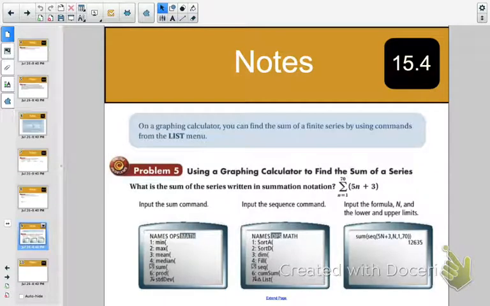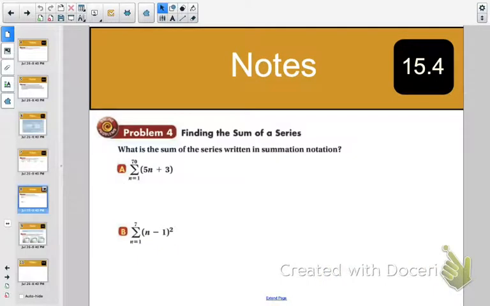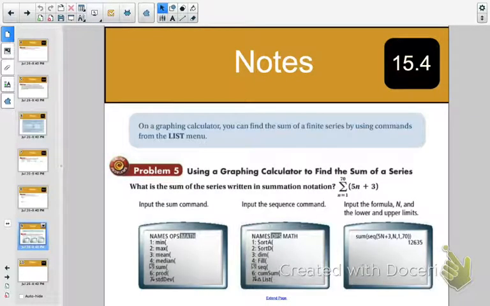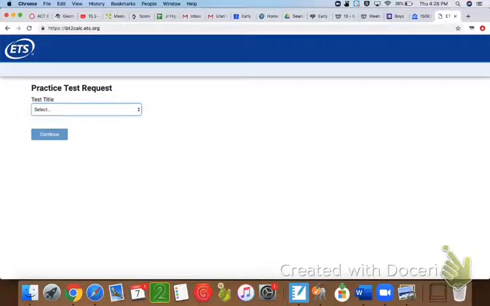Alright, and then the last thing is I'm going to show you how to do it on your graphing calculator. On a graphing calculator, you can find the sum of a finite series by using commands from the list menu. For example, if this went to 70 here instead of 7, that would be way too long to write out, so you'd want to use a calculator.